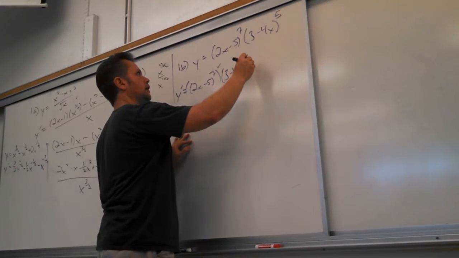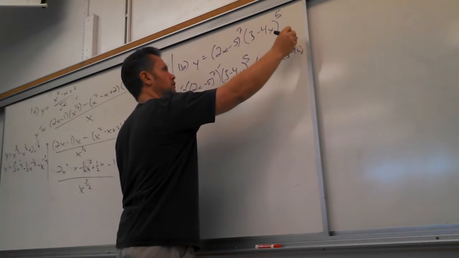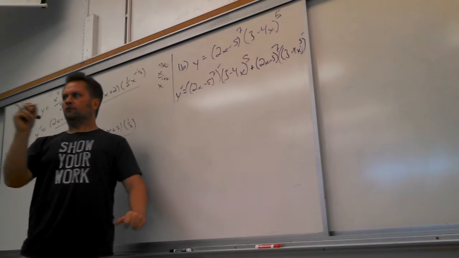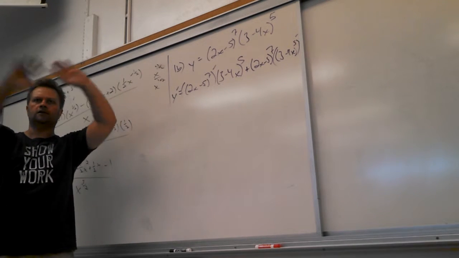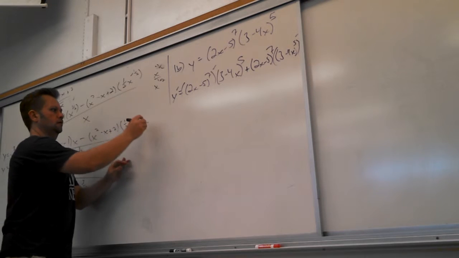Let's see, blah, blah, blah. And then plus, leave the first dude alone, derivative of the second dude. That gets you started. Writing the rule down tells you what you actually have to do. Right, writing the rule down tells you what derivatives you actually have to take.